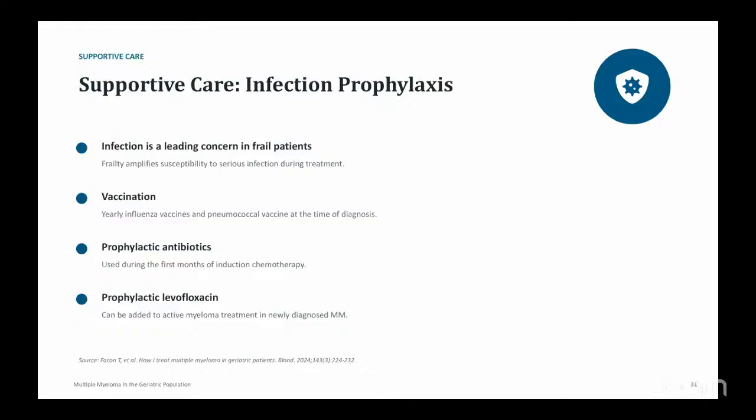In this case, we should consider vaccinations, including influenza, pneumococcal vaccines, and other relevant vaccines. And in select patients, in select treatment setting, some patients may receive antimicrobial prophylaxis where appropriate.